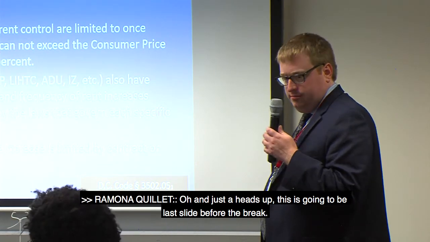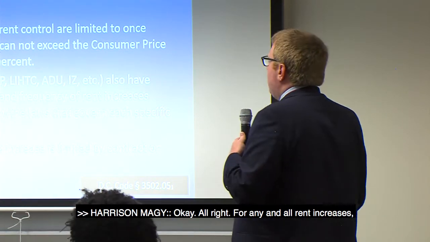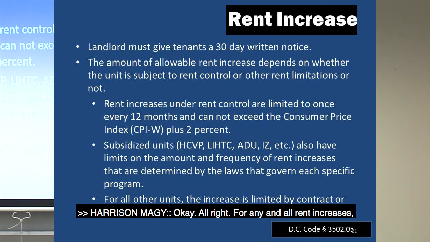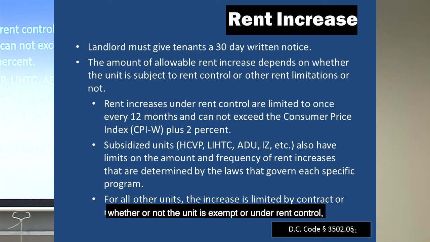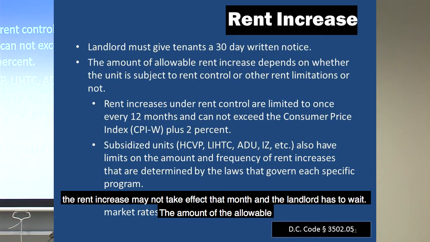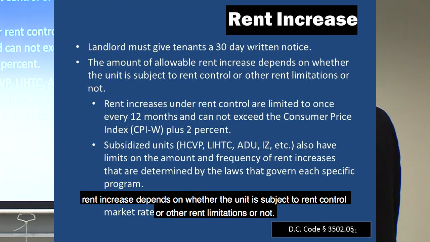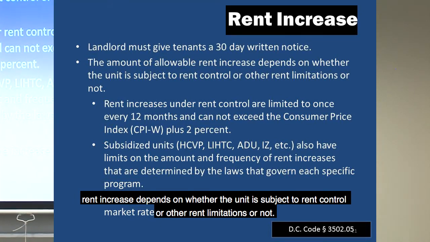Just a heads up, this is going to be our last slide before the break. For any and all rent increases, whether or not the unit is exempt or under rent control, the landlord must provide a 30-day written notice. If the landlord has given less than that, the rent increase may not take effect that month, and the landlord has to wait. The amount of the allowable rent increase depends on whether the unit is subject to rent control or other rent limitations or not.